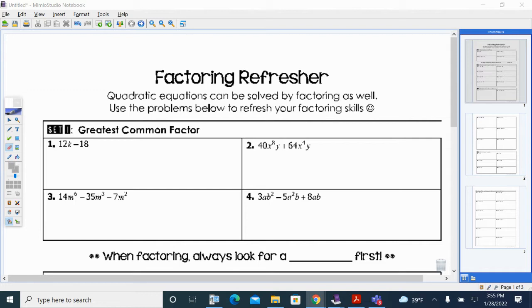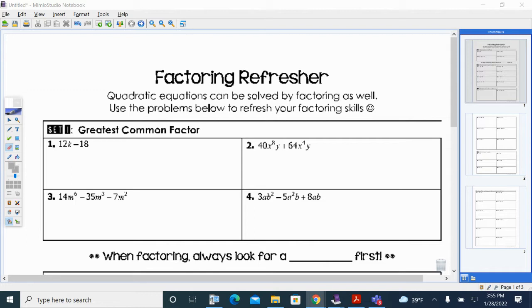solve by factoring. And I find that it's easier on you if I take just a little bit of time to refresh your memory on how to factor. So let's look at set number one. Set number one focuses on just the greatest common factor, factoring out the GCF. So let's look at question number one.